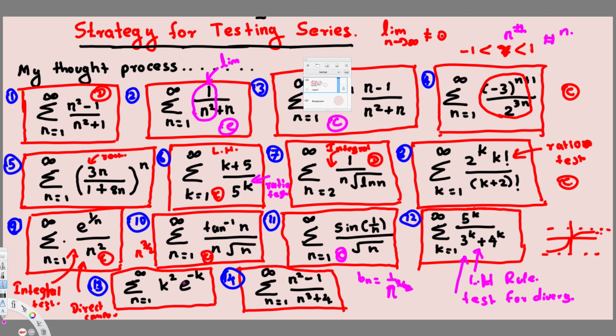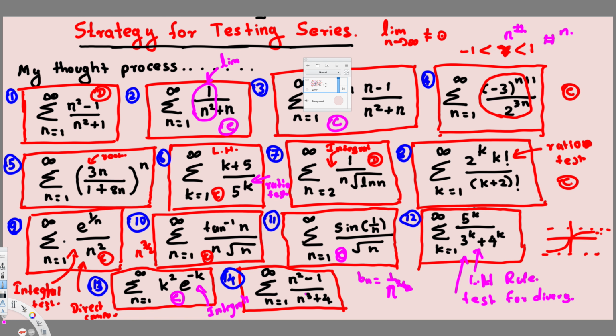And the next one we have here is k square times e power minus k. Here we can use the integral test, and this one is going to need integration by parts, right? Integral test, integration by parts, and if you do that, you will see this one converges.